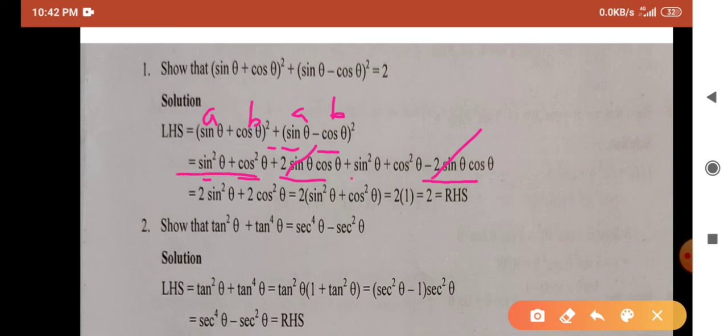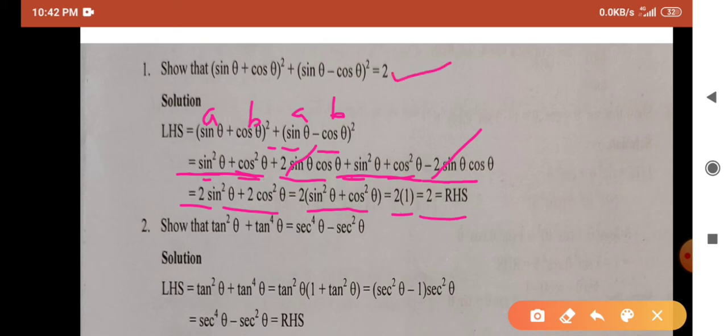remaining sin square theta plus cos square theta, sin square theta plus cos square theta remaining as it is. Sin square theta becomes 2 sin square theta, and cos square theta becomes 2 times cos square theta. Now taking 2 common outside, inside what we get? Sin square theta plus cos square theta. The value of sin square theta plus cos square theta is what? 1. Therefore 2 into 1 is 2. Therefore our RHS is 2.